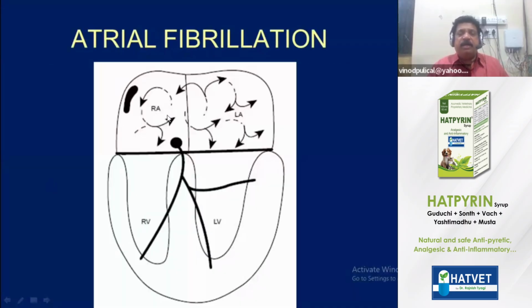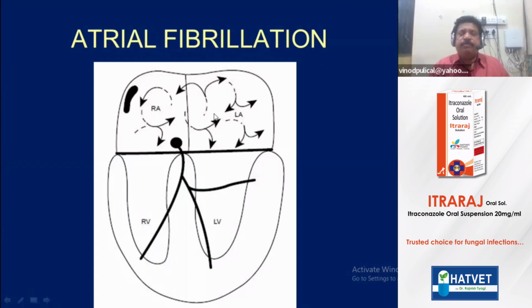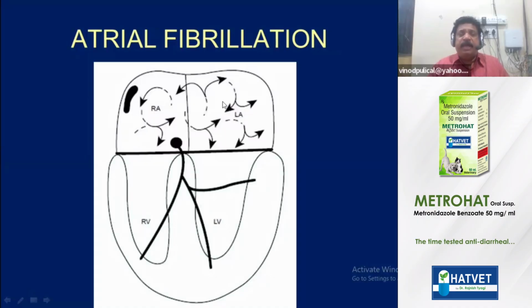Atrial fibrillation. Uncontrolled depolarization and contraction of the atrial wall. That is atrial fibrillation. That can occur in acute kidney injuries, then hyperkalemia, then electric shock, etc. So this is very dangerous, and this is due to uncontrolled depolarization, where we cannot predict which area is being depolarized. So such uncontrolled atrial contractions occur, that is atrial fibrillation.